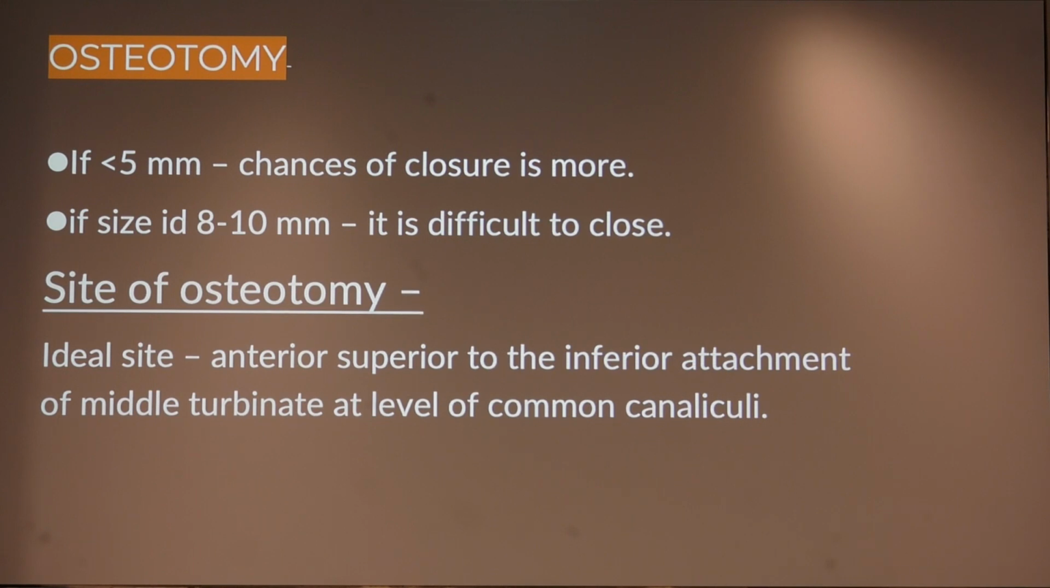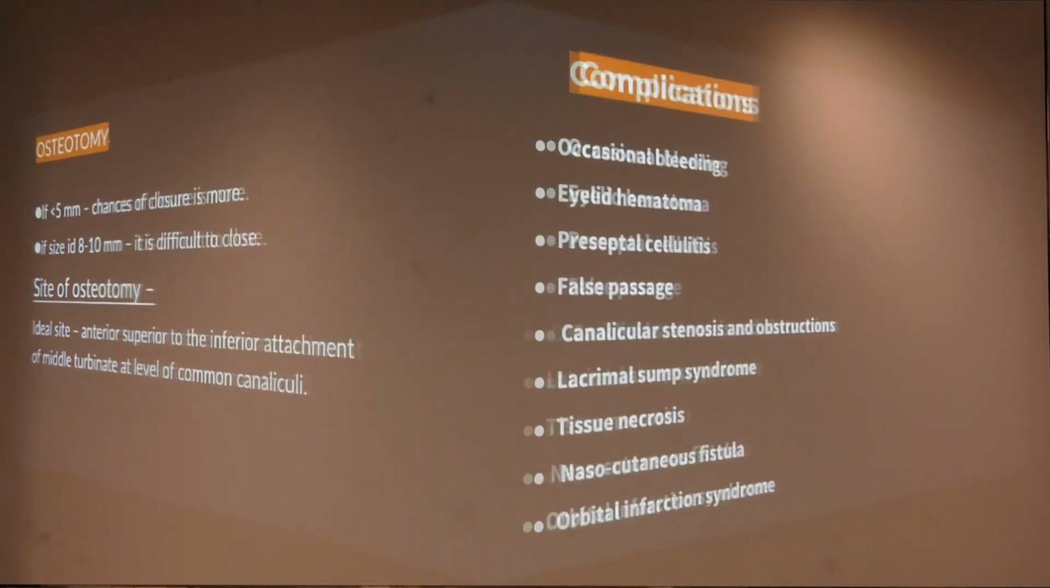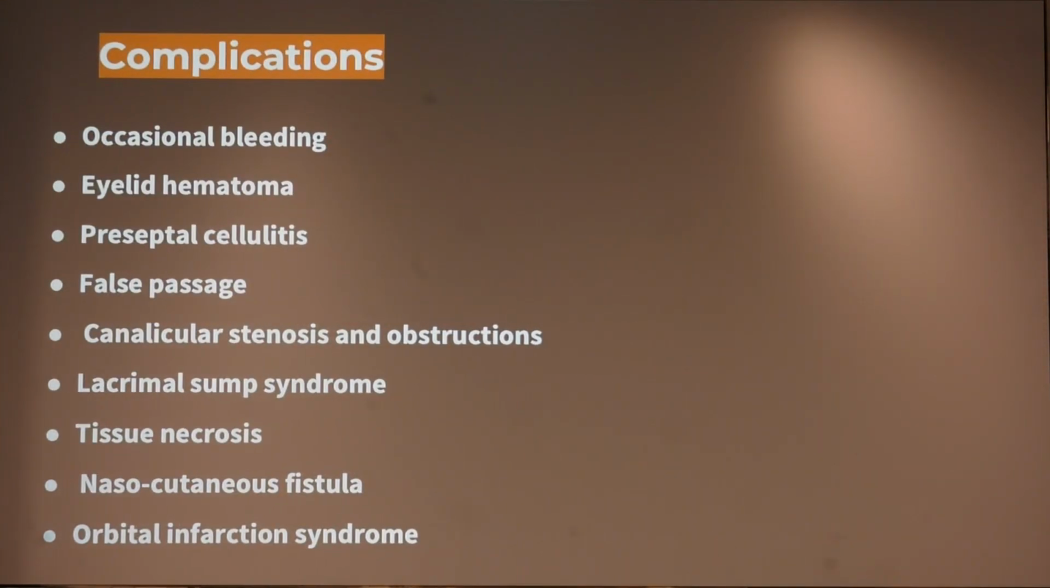Site of osteotomy: ideal site is anterior superior to the inferior attachment of middle turbinate at the level of common canaliculi. Some of the complications are highlighted here: occasional bleeding, eyelid hematoma, preseptal cellulitis, false passage, lacrimal sump syndrome, canalicular stenosis, tissue necrosis. No surgical procedure is without complications.